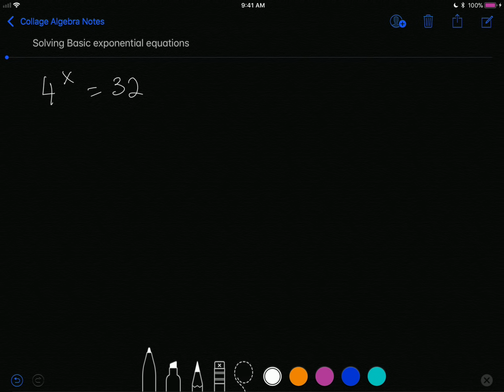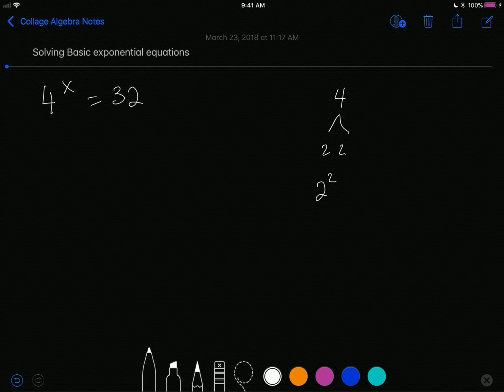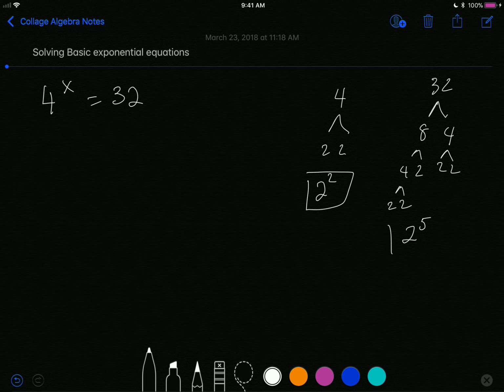So take the number 4 for instance. If I created a factor tree for the number 4, well, 4 is equal to 2 times 2. So 4 is equal to 2 squared, correct? Similarly, if I did a factor tree for 32, 32 is 8 times 4. 8 is 4 times 2, that's 2, 2, 2, and the 4 is 2 times 2. So therefore, 32 is 2 to the 5th power. For all basic exponential equations, you will have this happening. Each of these has the same base. This is crucial in solving these basic exponential equations.